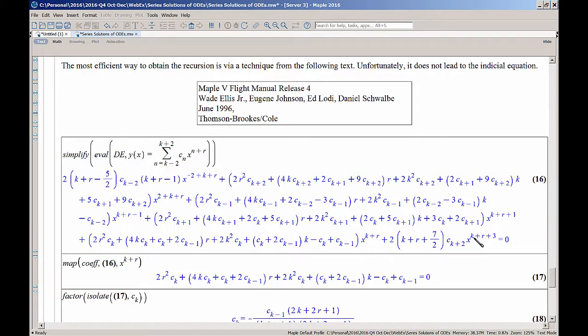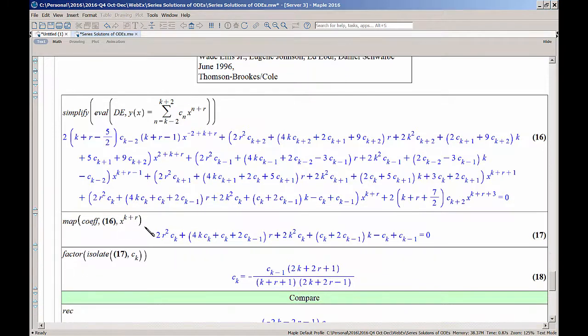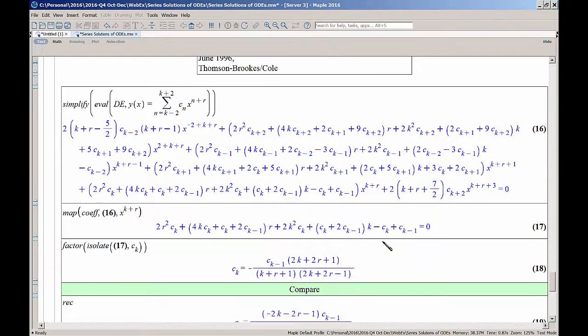Here, this term is x to the k plus r plus 3. Here's x to the k plus r plus 1. So those chunks are now all together. And you grab the coefficient of the x to the k plus r using the coefficient command. This thing will give you the recursion formula.